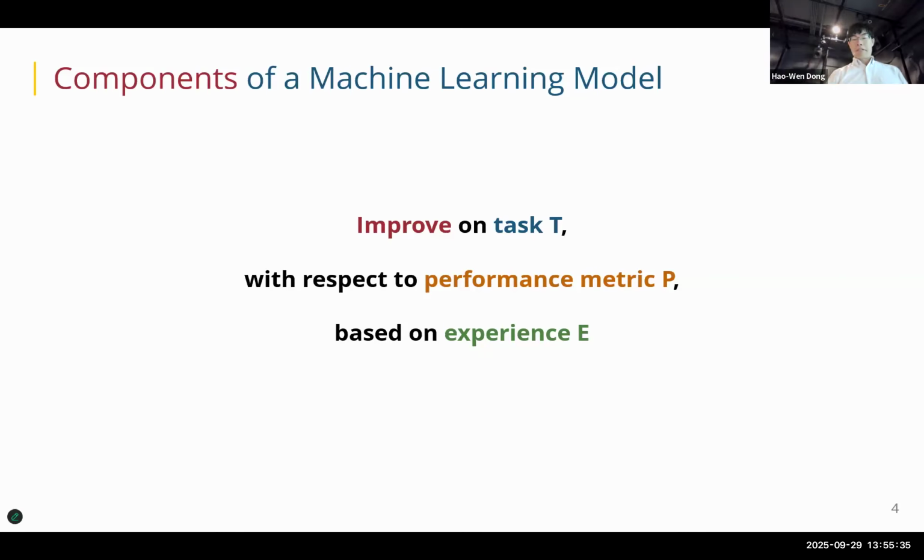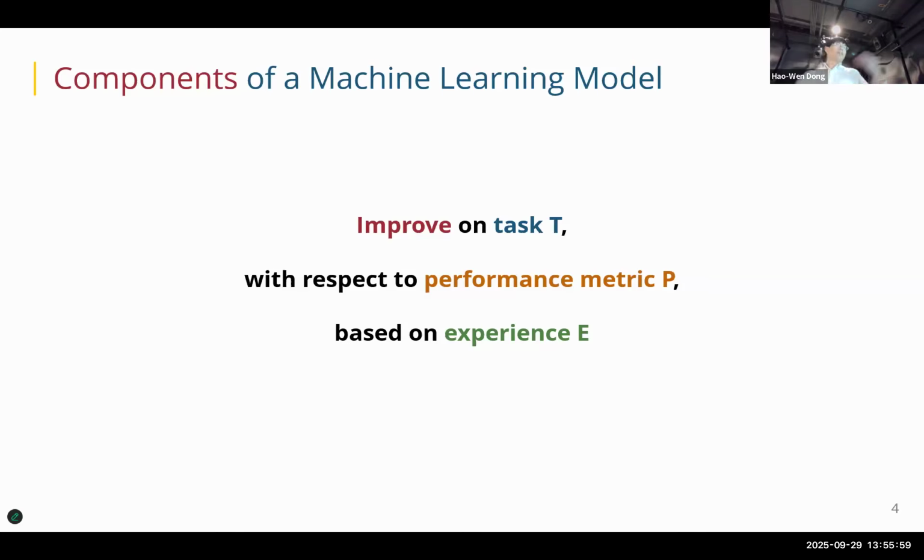So basically, this is the definition of it, I think pretty precise. You want to improve on task T with respect to performance metric P based on experience E. This is important because if you look at a machine learning model and something is missing, then typically that means that model is not a machine learning model.